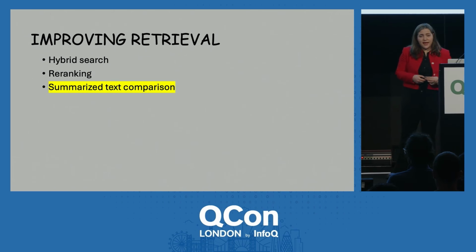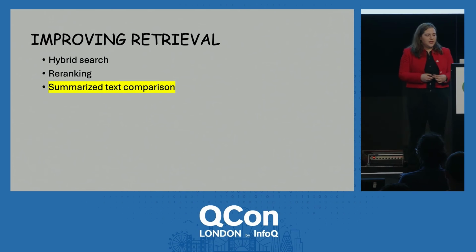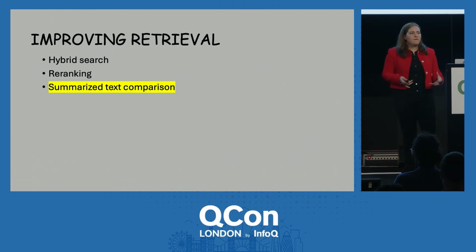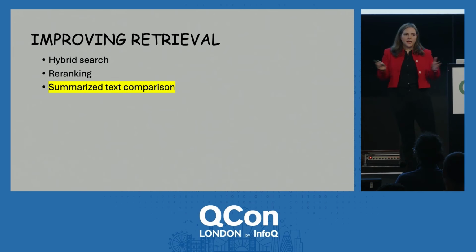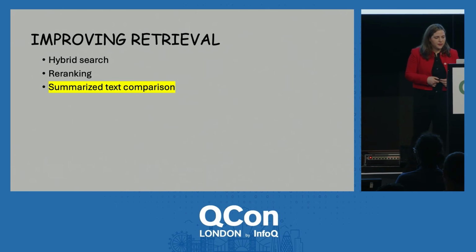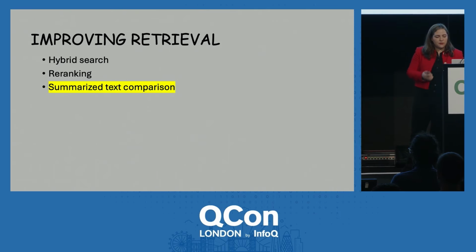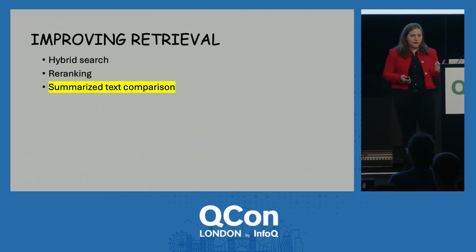I can do summarized text comparison. So essentially, I can take the information that the user gave me. Maybe it's a very long text. First of all, I will do some summarization before sending it to any embedding model. And this is how I can cut down the length of the input. So I'm sending fewer tokens, and the response that I'll get back will be more accurate.